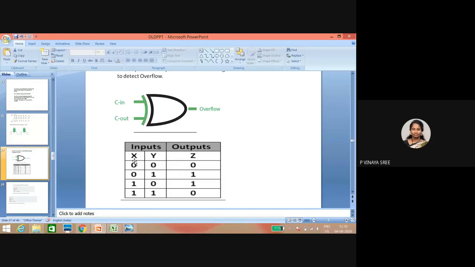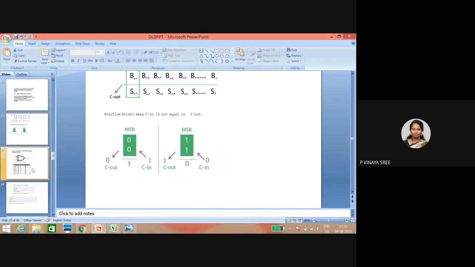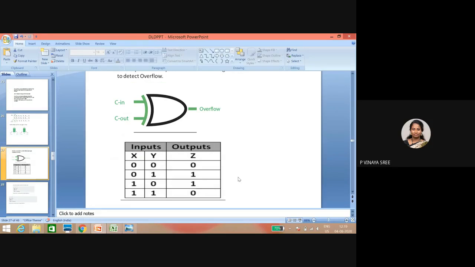If carry in and carry out are 1 1 or 0 0, the output is 0, which means no overflow, it is off. If the output is 1, that indicates overflow is on. Internally we have to consider it like that, on and off. If it is on, that 1 indicates overflow is detected.